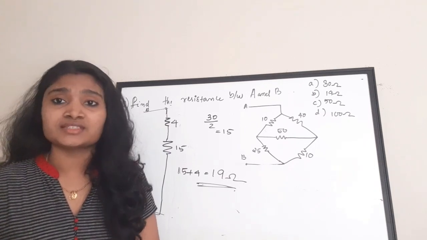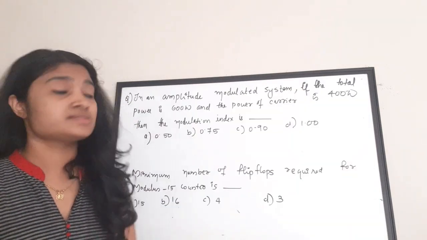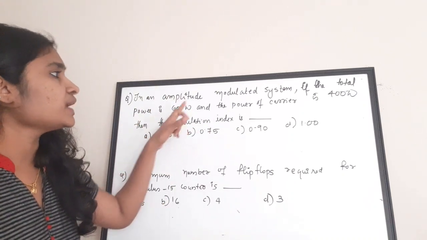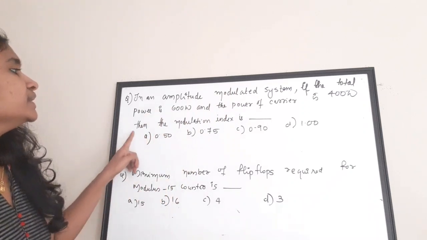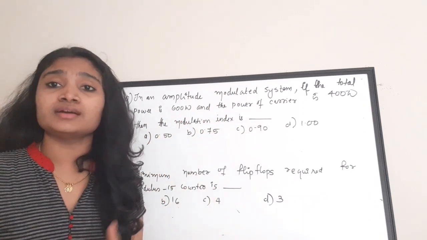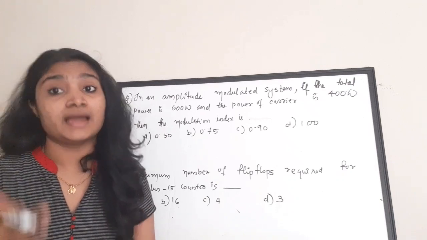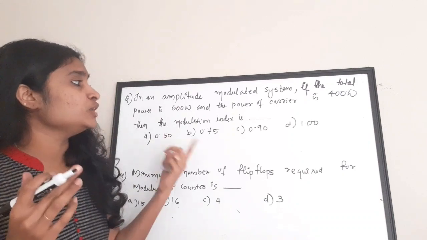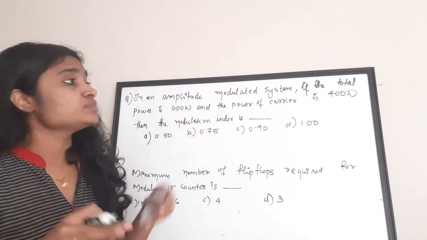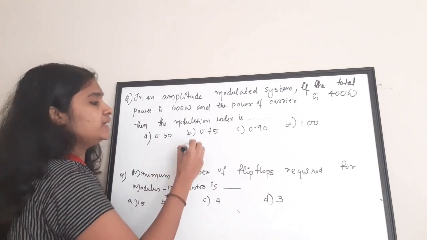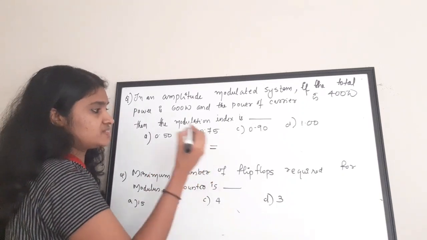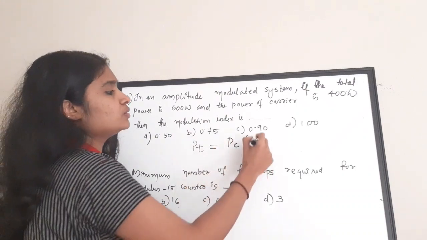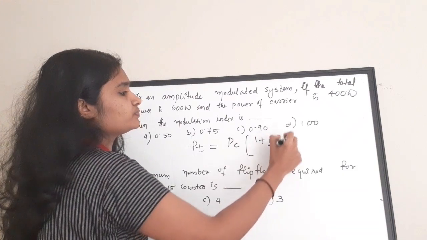Okay, so let us see what is the next question. The next question is this. In an amplitude modulated system, if the total power is 600 watt and the power of carrier is 400 watt, then the modulation index is dash. So in this question, they are asking the modulation index directly in terms of the power. So what is the equation to find the value of modulation index in terms of power? The relation is like this. PT, which is the total power of the system, is equal to PC, which is the carrier power, into 1 plus mu square by 2. Okay.